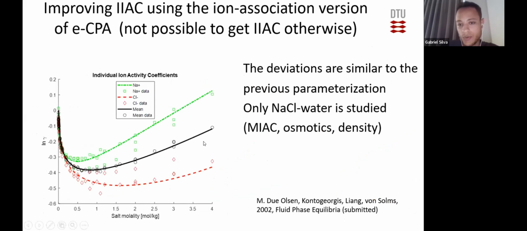Here also the same result, of course, for ECPA. And in some cases, we have seen that it is not possible to correct these trends only by changing the size. You have to get a better relative permittivity model.